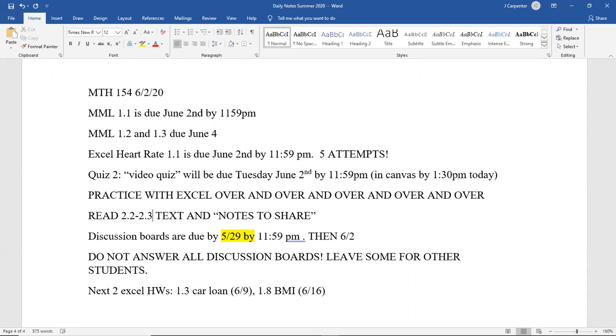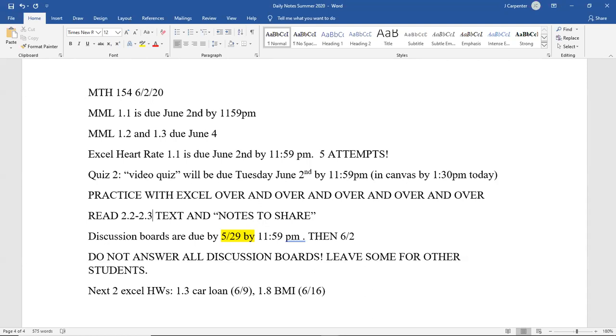So we have my math lab homework 1.1 due tonight, Excel heart rate due tonight. I think I only have one person that's turned in the Excel heart rate so far. Quiz 2, which is that video quiz on chapter 1, is due tonight, and I think I've only got 2 people that have turned that in. You've got 2 My Math Lab homeworks coming up on the 4th.